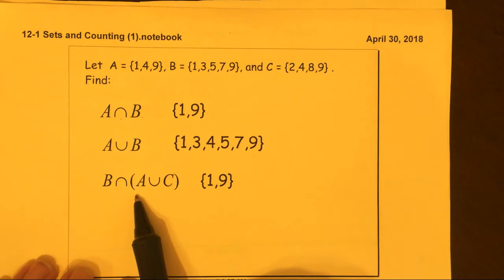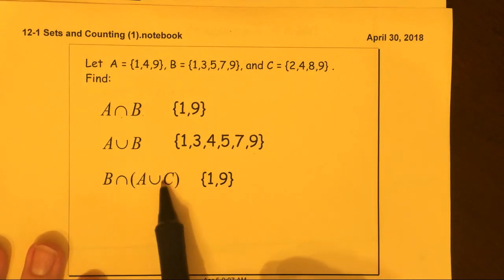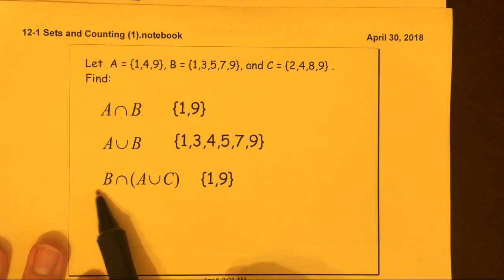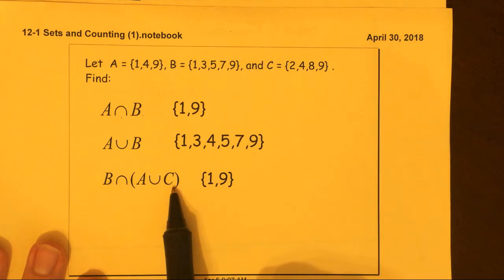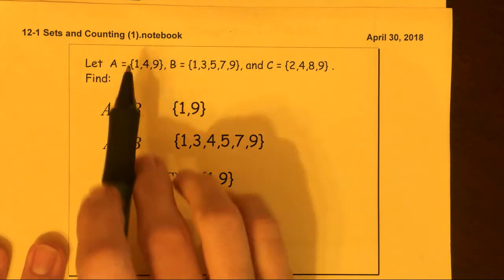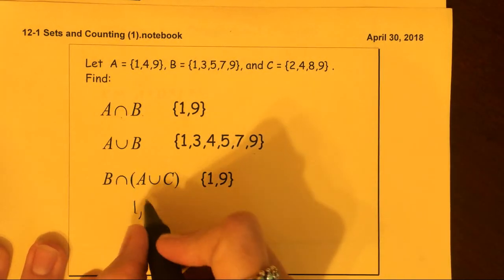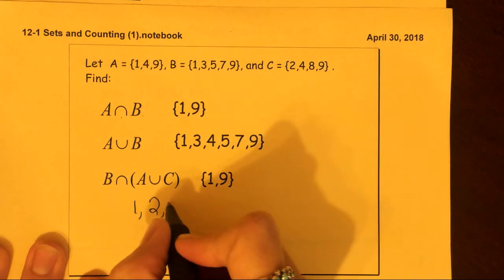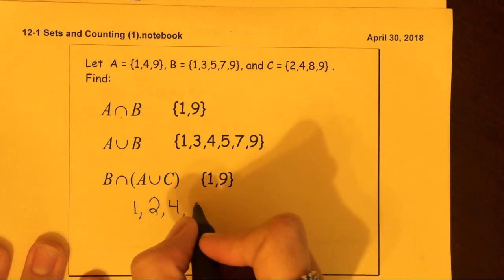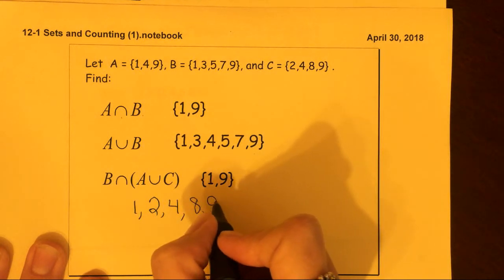This problem is putting the two together. So they want you to find the union of A and C first, and then find the intersection. So to find the union of A and C, I write down everything they both have. So we have a 1, a 2, a 4, an 8, and a 9.